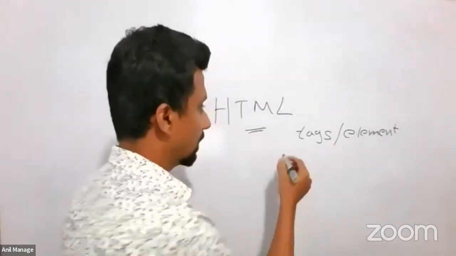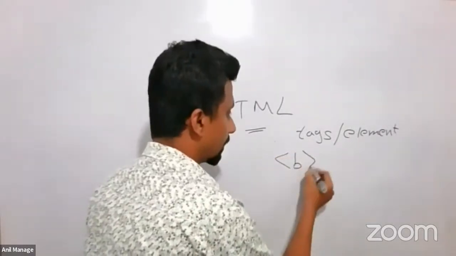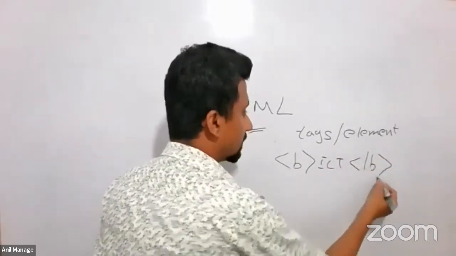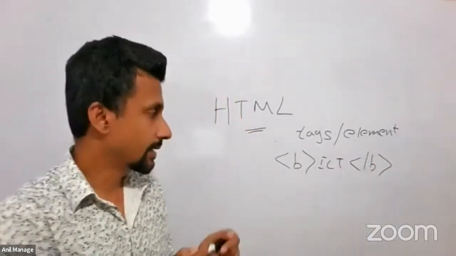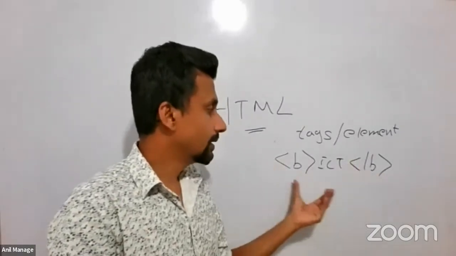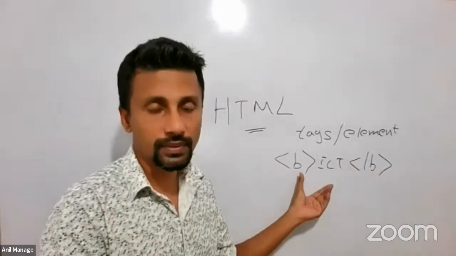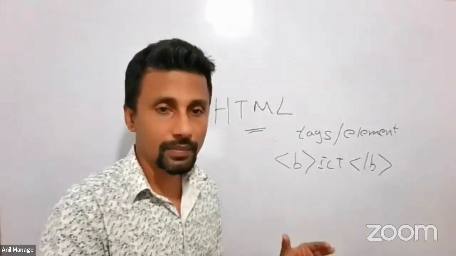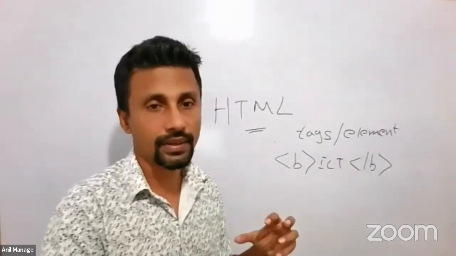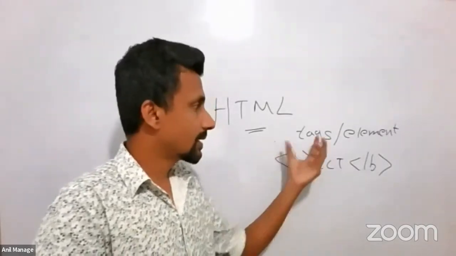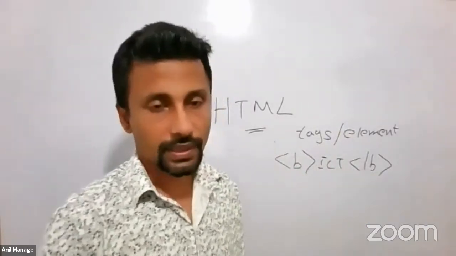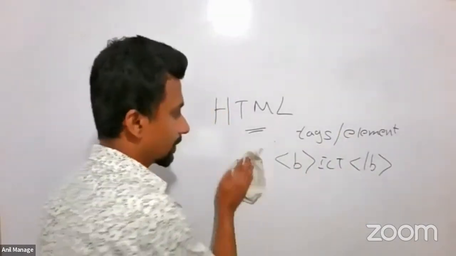As an example, if you put a tag called B and the word ICT, the word ICT will be bold. We will discuss these tags later, right? So these tags give instruction to the browser. When you run this inside a browser, you can see the word ICT will be bold, right? So that's why these tags or elements give instruction to the web browser on how this content should display.